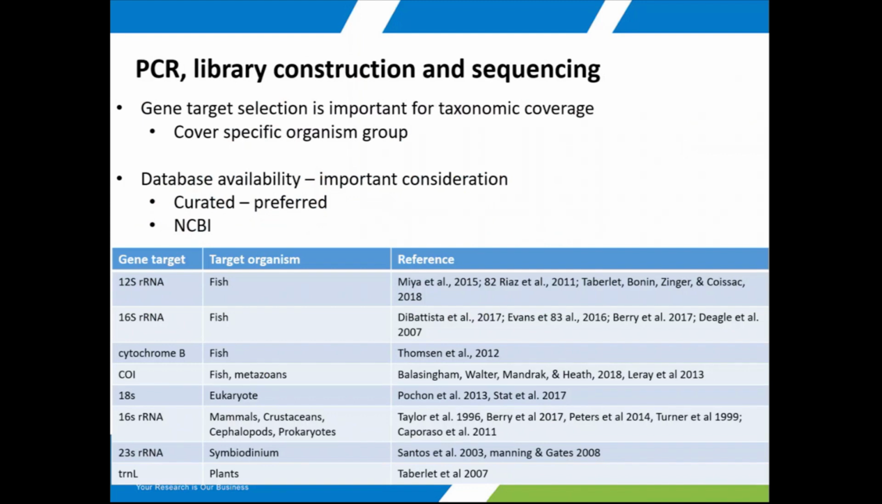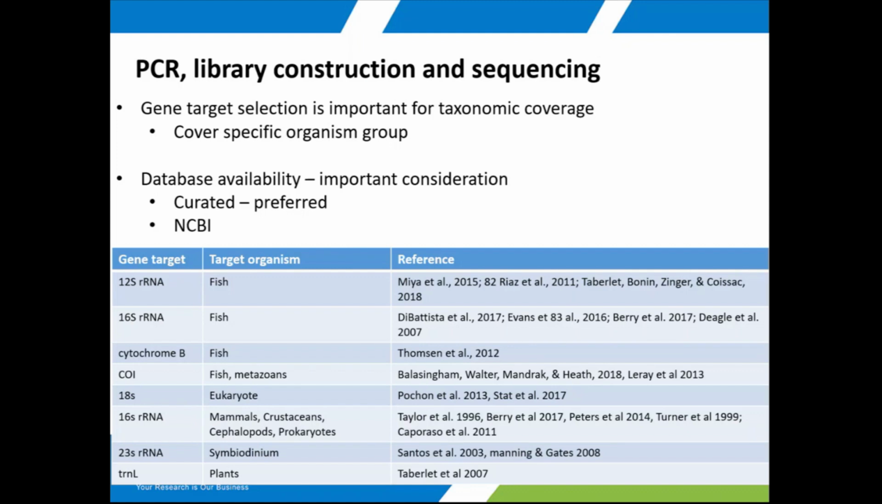Right. So the second step is the PCR. Once you have the DNA extracted, the next important step is the PCR, library construction and sequencing. For the PCR process, as I mentioned at the very early stage of this eDNA webinar, the gene target is important, so it covers a specific organism group.